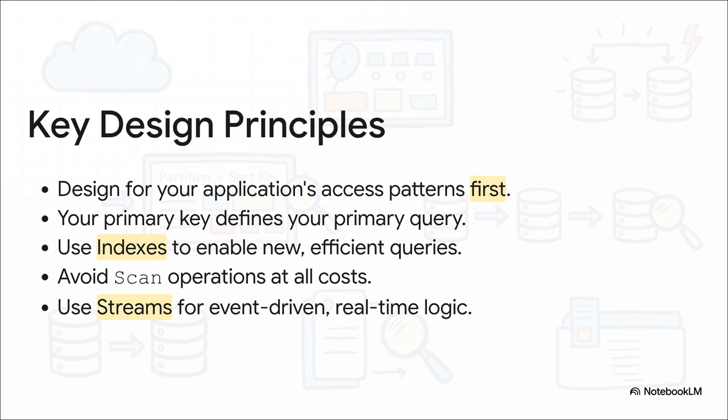You have to know the questions, the access patterns, your application is going to ask of its data before you even create the table. Your primary key is built to answer your number one most common question, and then you create indexes to answer all your secondary questions. This access pattern first mindset is the absolute non-negotiable key to building scalable, high-performance applications.